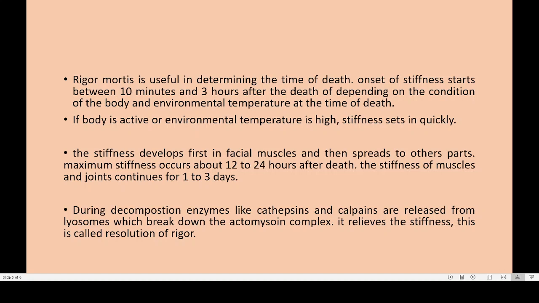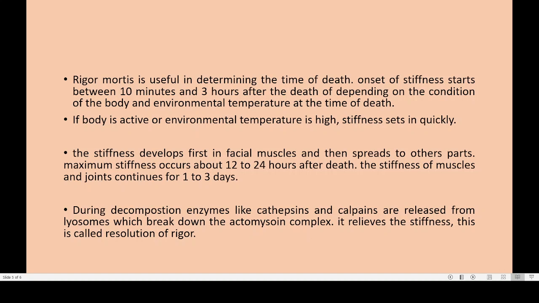Lysosome, a small bag. See, this is the lysosome. This is a cell. Inside it there is a bag-like thing, and it is filled with a lot of enzymes. And these enzymes will be released. This enzyme bag will be releasing these two enzymes, known by the names cathepsin and calpains, that will cause a breakdown of the actomyosin complex.